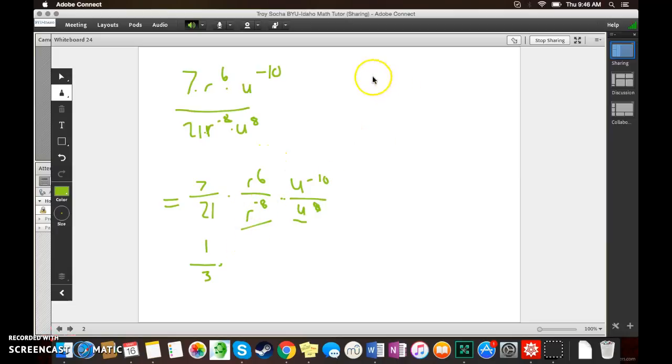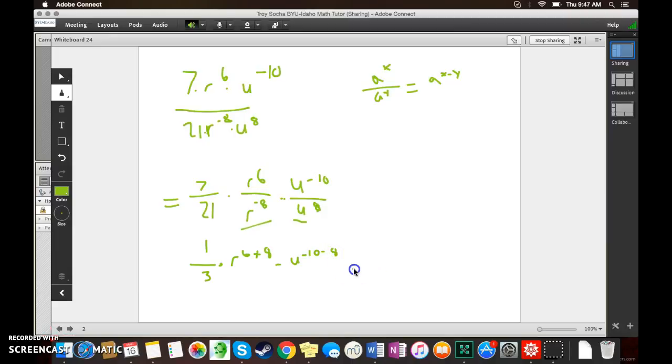Now if you remember our rule for division, if we have a to the x over a to the y, it equals a to the x minus y. Okay, now that probably doesn't mean anything, but if we multiply it by r to the 6 minus negative 8, so plus 8, times u to the negative 10 minus 8.